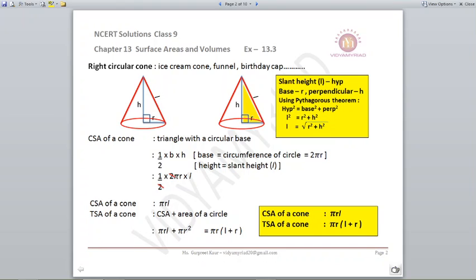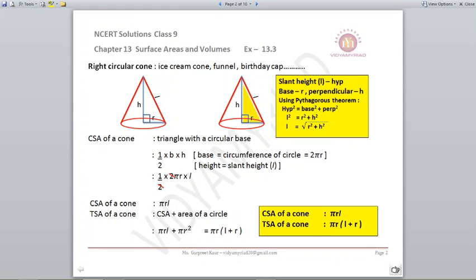Now total surface area means you have the curved one and the area of the circle. What is the area of the circle? Pi r square. Your pi and r can be taken common outside, and inside will be left with L plus r. So just remember children, the curved surface area of a cone will be taken as pi r L.